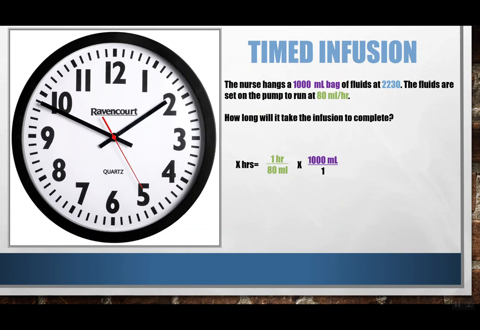So do I have anything else left on the right side that I need to cancel? No. So I have hours. I multiply across and divide. Gives us 12.5 hours. What do I do now? Well, nothing, because the question specifically asks how long will it take to complete. I could add that 12.5 hours, but if I choose to do that, I have answered the question incorrectly, because the question is only asking for how long it will take, not the time it will complete.